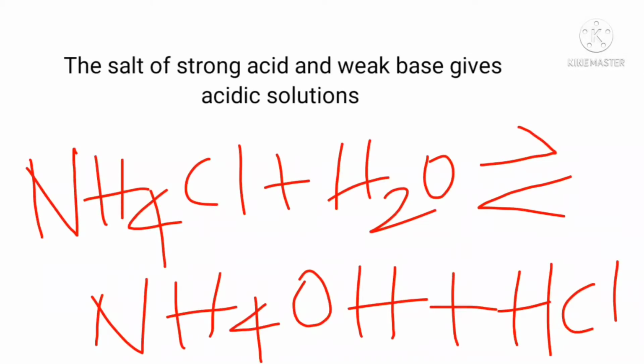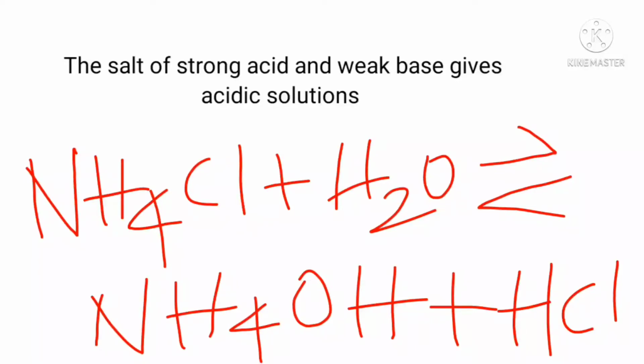The salt of a strong acid and a strong base gives a neutral solution and its pH is 7. An example is the reaction between HCl and NaOH. And the salt of a strong acid and a weak base gives an acidic solution having pH less than 7. For example, when ammonium chloride is dissolved in water, it gets hydrolyzed to some extent to form ammonium hydroxide and HCl.